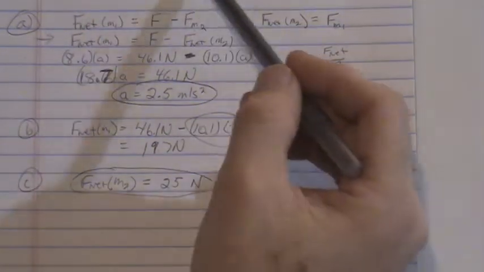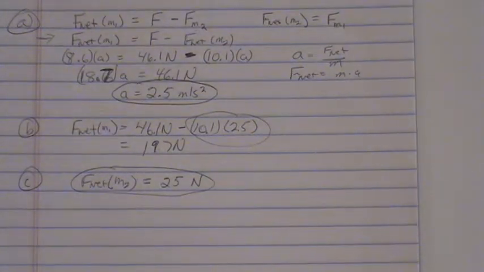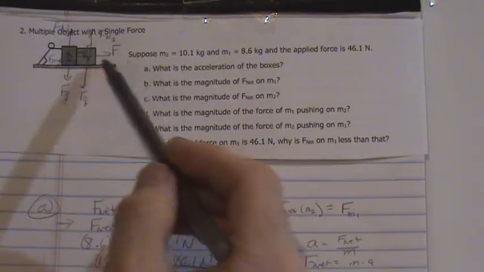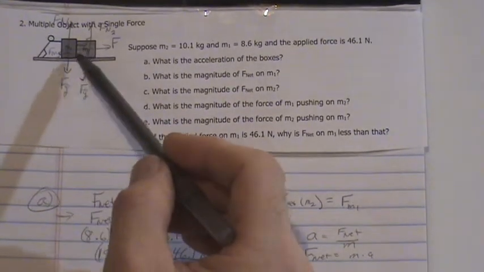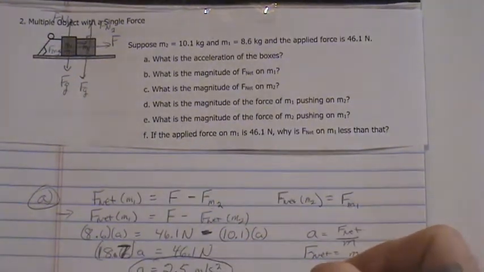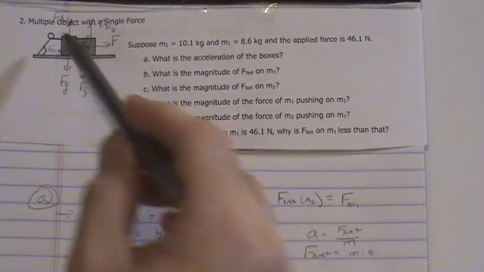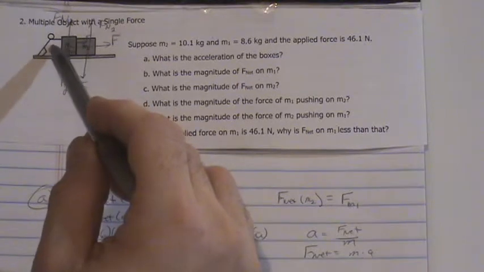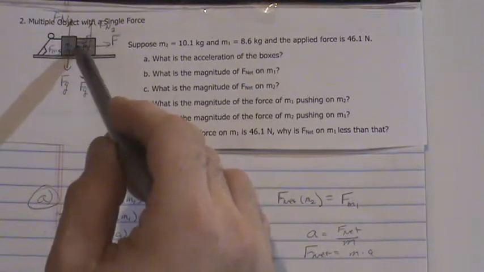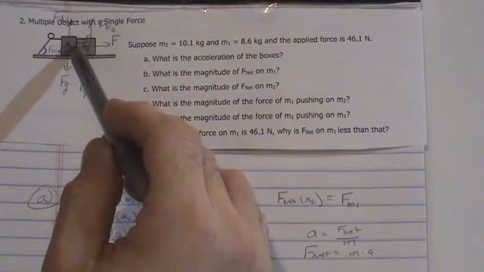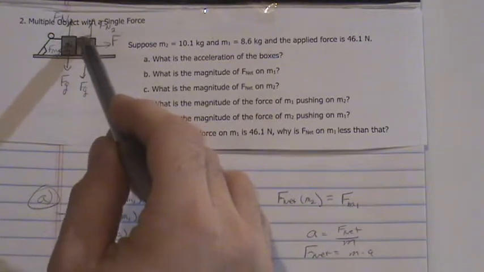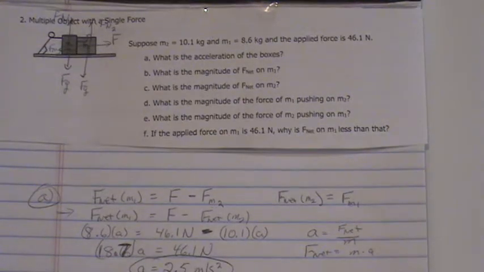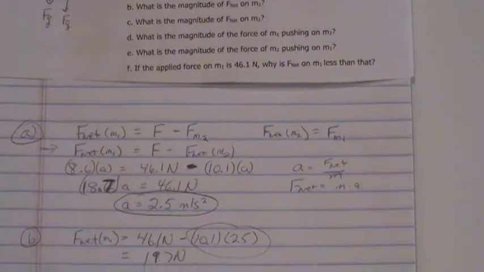And that's question F. The applied force is 46.1 newtons. So if this one's 46.1, why isn't this one being pushed with 46.1? This one's only being pushed with that 25 newtons. How is that possible? Well, this force is pushing on here, and part of that force accelerates this object. It's only part of the force that is transferred onto the second object. And how much of it? Well, our math and our equations gave us 25 newtons.